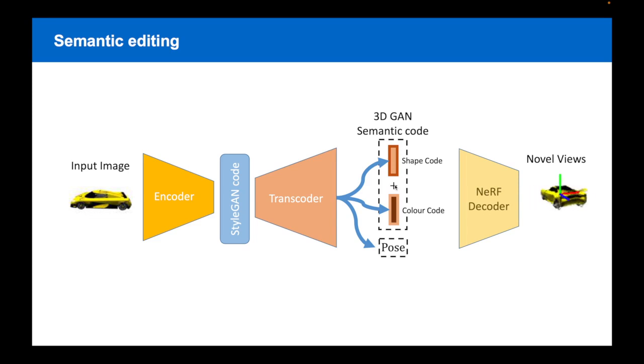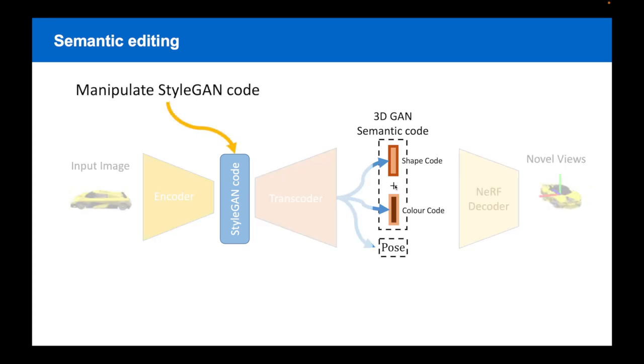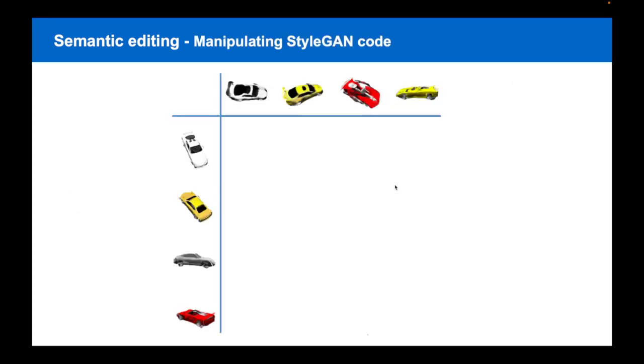Style2NeRF is semantically editable in 2 places. We can manipulate the StyleGAN code, or we can manipulate the NeRF code. Here we show StyleGAN manipulation, whereby we transfer the style of the top row cars to those in the column, making this white car here have a sunroof, or be yellow or red, and similarly for the other cars.